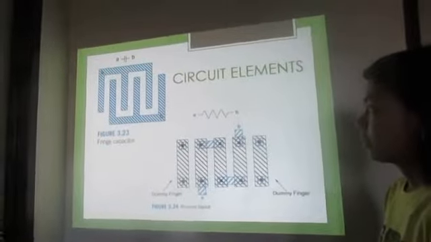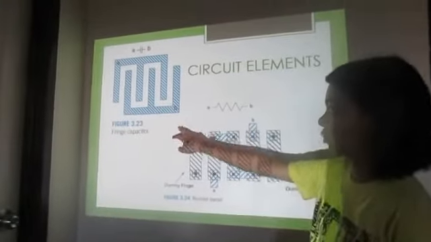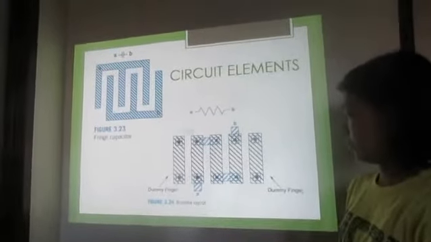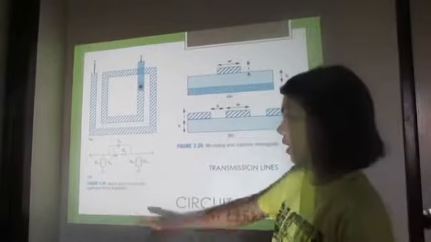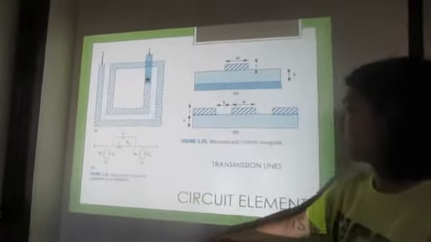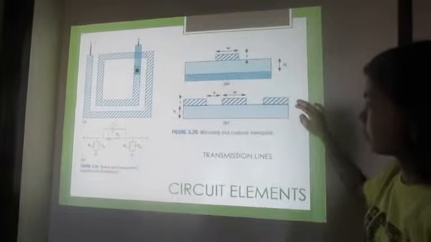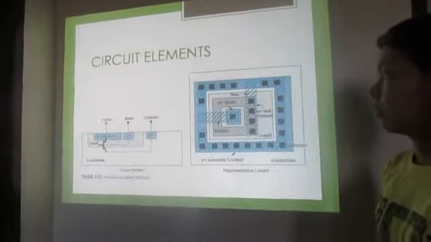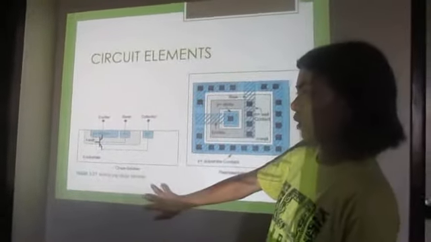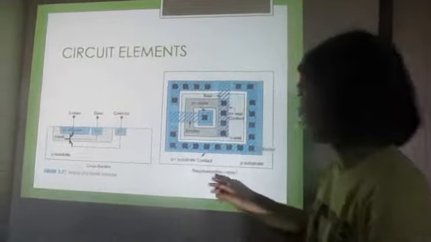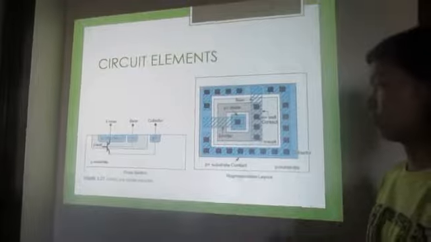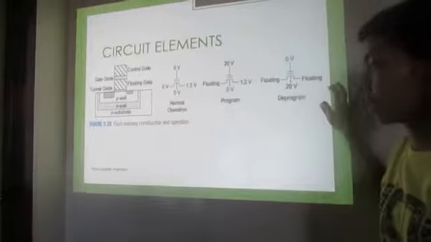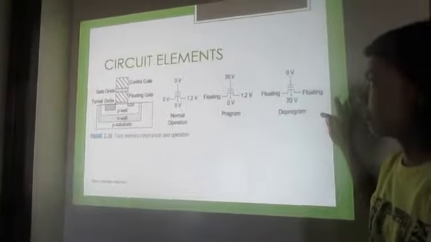So, the circuit elements: the fringe capacitor, and this is the resistor layout for the CMOS. Spiral inductor and its equivalent circuit. In the transmission line, microstrip and coplanar waveguide. Vertical PNP bipolar transistors and its representative layout. This is a non-volatile memory. Next.